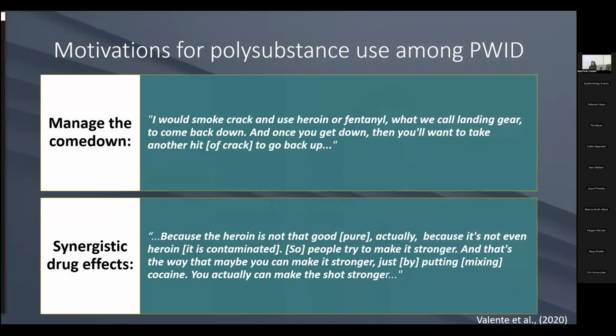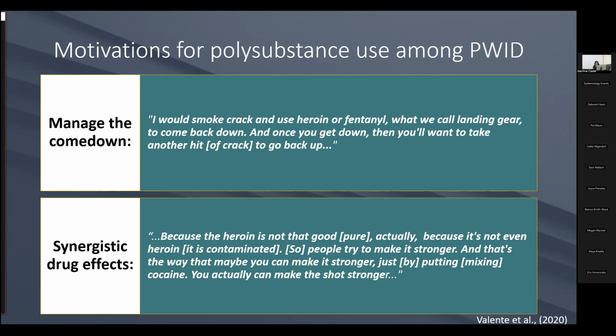And we also see amongst these populations that there are different motivations for engaging in polysubstance use. So here I have 2 salient quotes from a qualitative paper, which was back in 2020, but it's still a really great paper by Pablo Valente and Katie Biello, where they examined the patterns, context, and motivation of polysubstance use among PWID in the Northeast region of the United States.